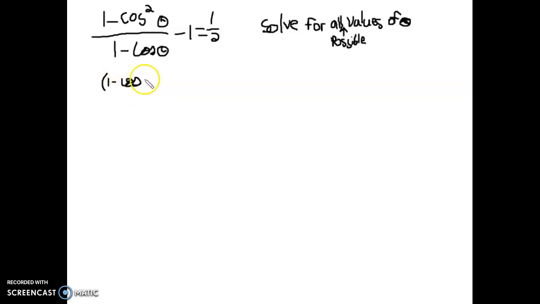So 1 minus cos of theta multiplied by 1 plus cos of theta. And at the same time, we're going to leave the denominator the same: 1 minus cos of theta.